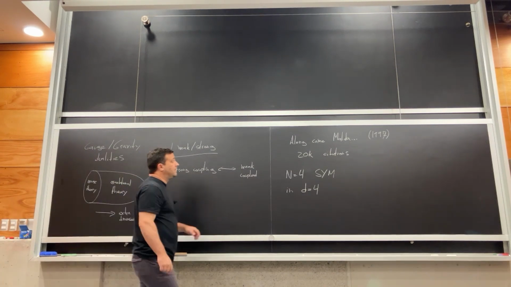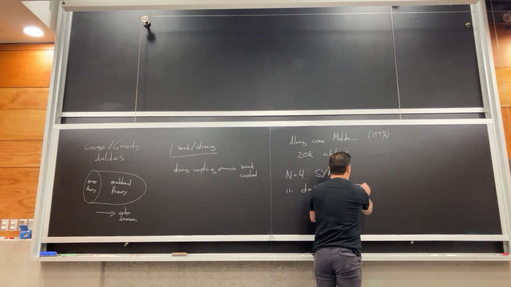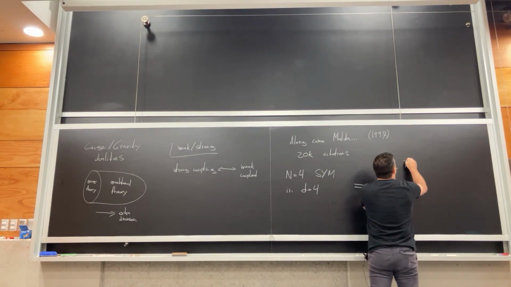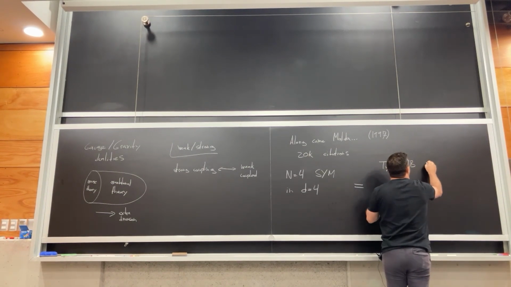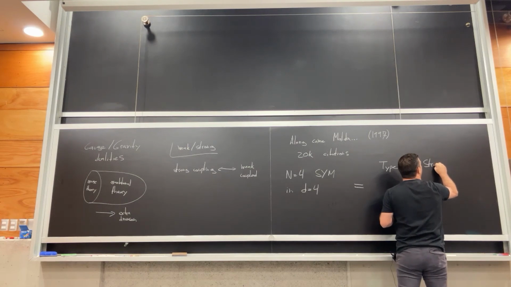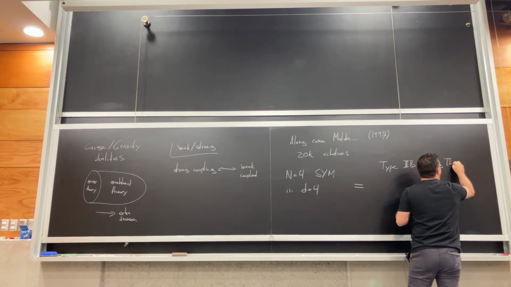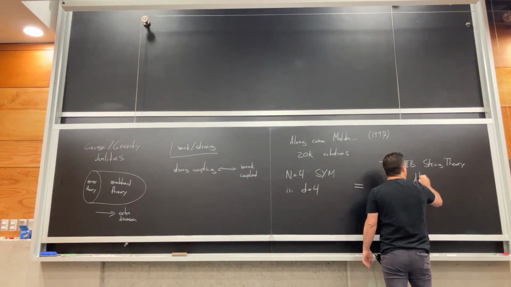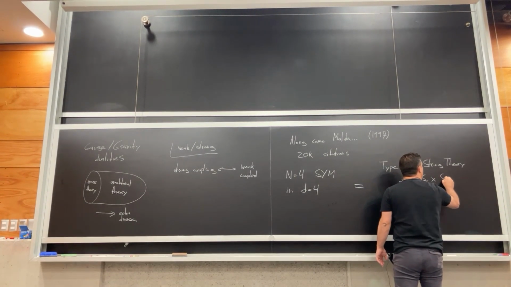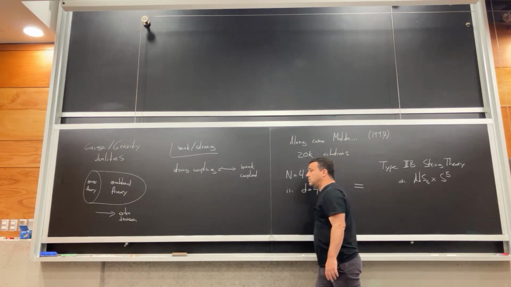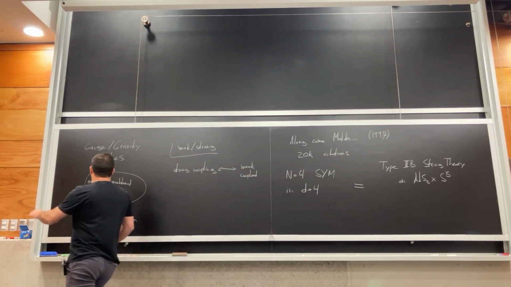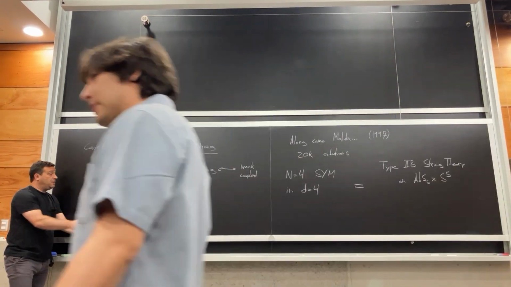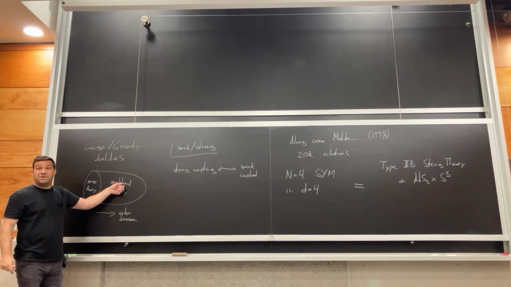Okay? Is the same as type 2B string theory on AdS5 cross S5. So again, this is N equals 4 super Yang-Mills would be this side of the duality. Type 2B string theory would be this side of the duality.